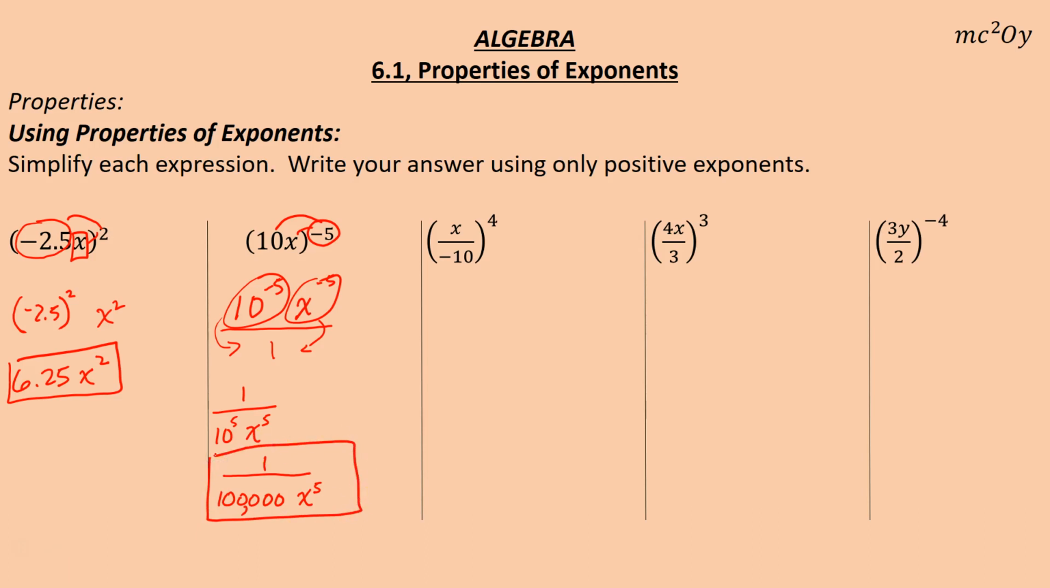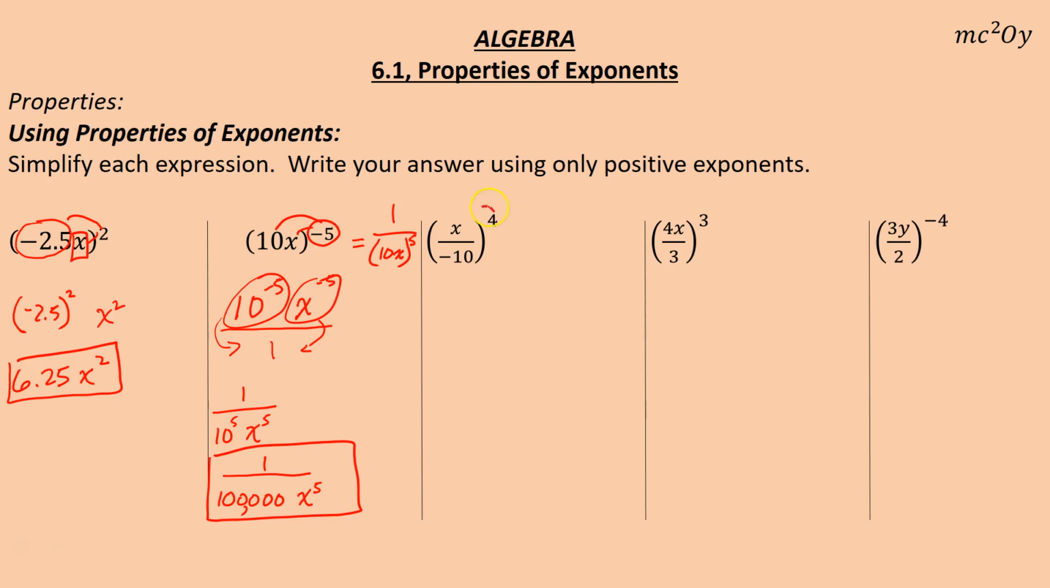Now some people would teach this where you just take the reciprocal right away. So immediately before you even distribute it, you could say, well, that's going to be 1 over 10x to the fifth power, and then bring in the 5. I did it the other way. Either way works.